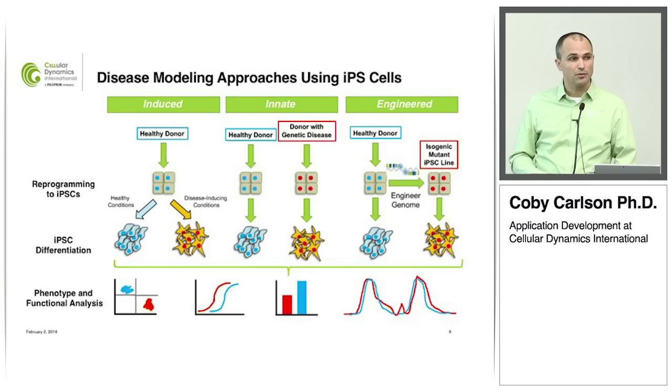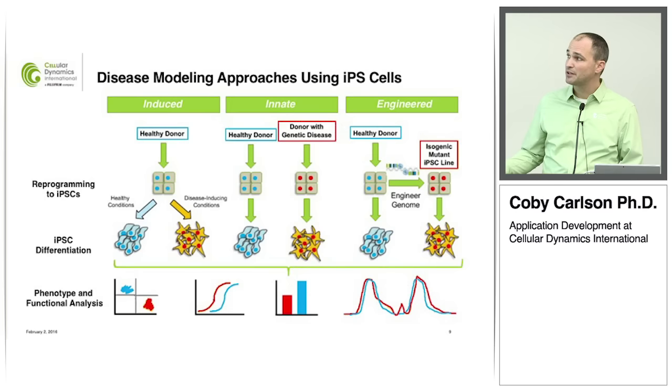And innate is really what people are very interested in. This is access to the diversity of populations, but you can have now here a healthy donor and a donor with the disease. You reprogram those with the same method, you get iPSCs, then you go ahead and differentiate those, and you make the same cell type, but one looks normal and one is not. One is the mutant line, and then you can do the assays to compare these.